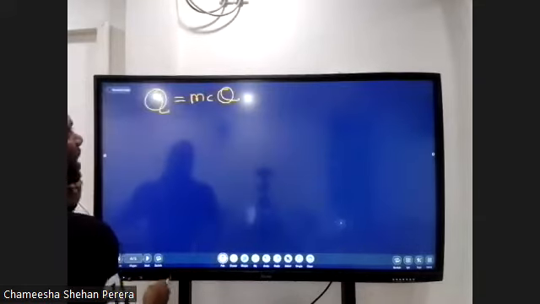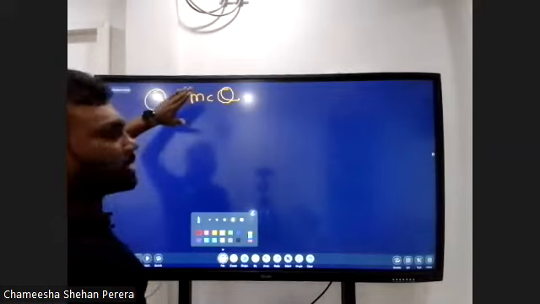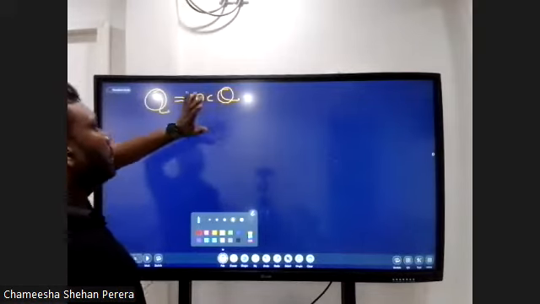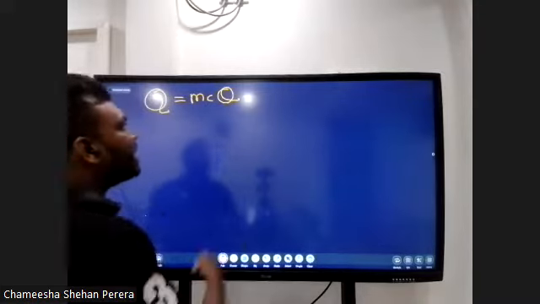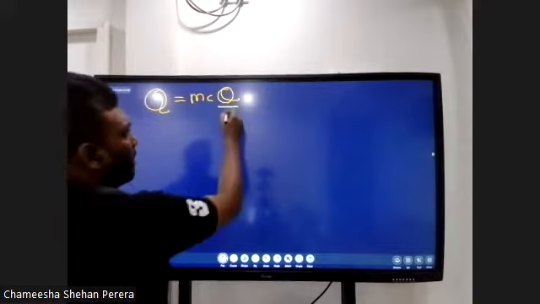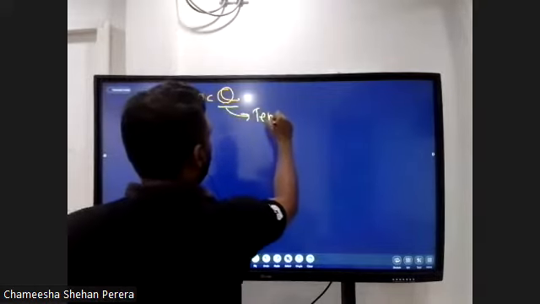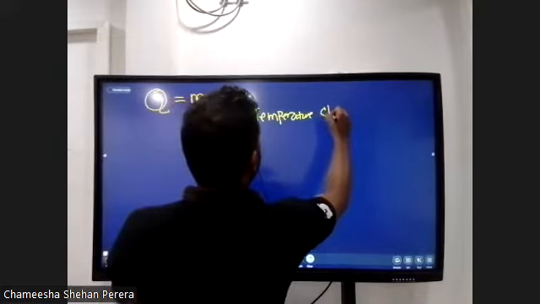Okay, so we have this equation. First of all, we have to put values to all of these components. Theta, C, M, everything has to be found. First, let's deal with theta. Theta, if you can remember, it's a temperature change. Don't write it. It was a temperature change.